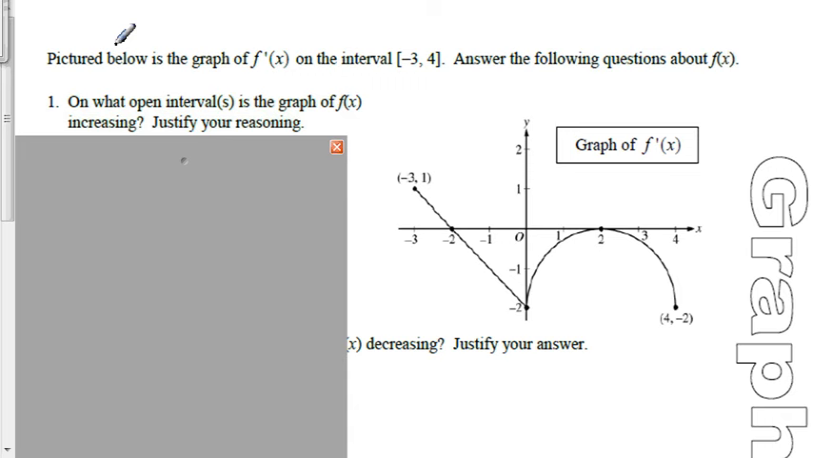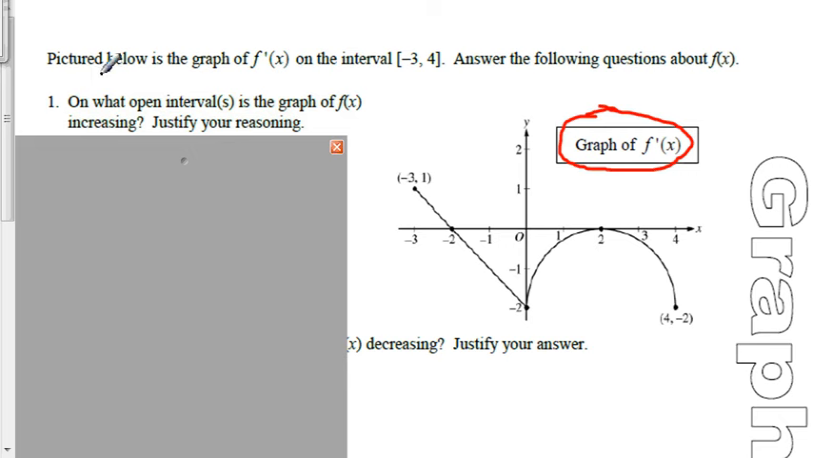We're in Unit 2, Day 15 Notes, Part 2. So this whole sheet is a graphical approach, and then we got a couple of analytical approaches after this. The picture below is the graph of f prime of x, so that is the derivative. These all represent the slopes of the tangent line on f of x over the interval from -3 to +4. So number one, on what open interval is the graph of f of x increasing?